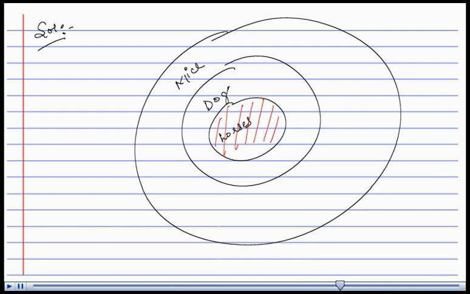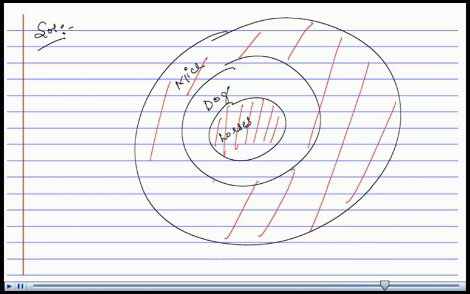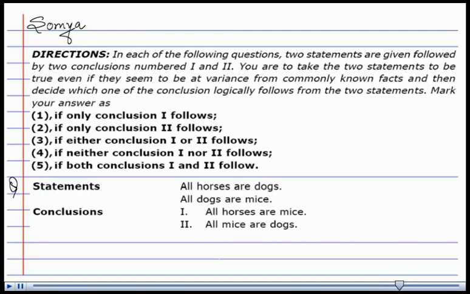For conclusion 2, all mice are dogs. Here, conclusion 2 is incorrect because some of the mice, as we can clearly see, are not dogs. So, for this question, the answer is 1. That is, if only conclusion 1 follows.